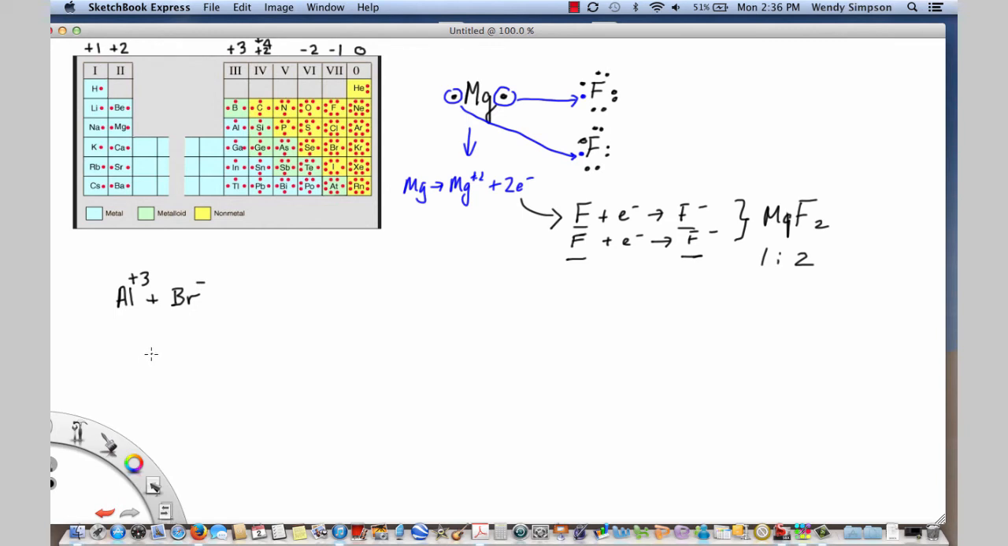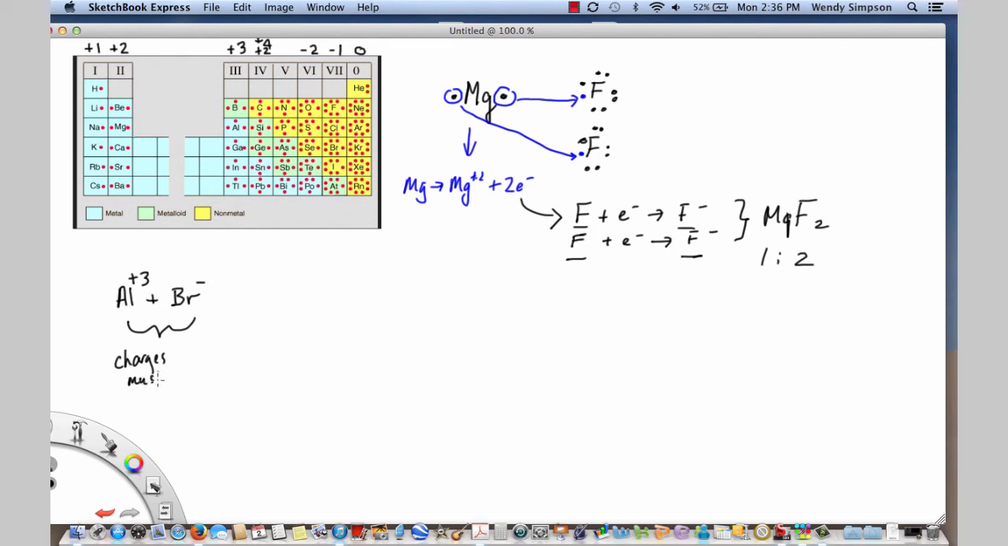Okay, remember that when ions have a +1 or a -1 charge, we can either write plus or just minus. We don't have to write the actual number 1. Okay. So since aluminum has a +3 charge and bromine has a -1 charge, in order to make an ionic compound, the charges have to balance.